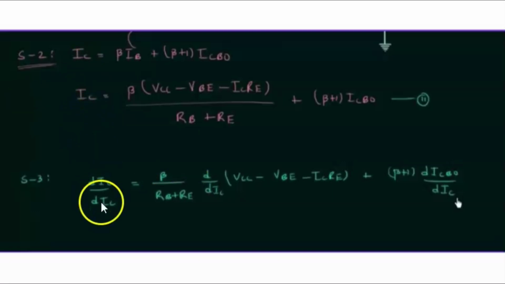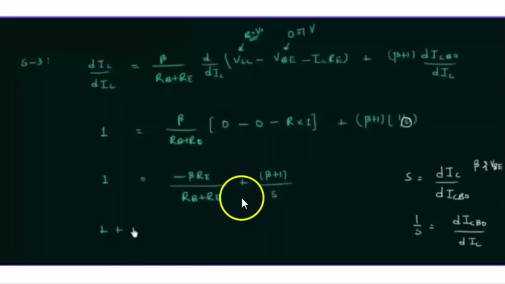So this part is going to be equal to 1 as you can see here. Now beta by RB plus RE is our constant. तो इसको हम लोग बाहर निकाल लेंगे and we are going to differentiate VCC minus VB minus ICRE with respect to IC plus beta plus 1 times and then we are going to differentiate our reverse saturation current with respect to IC. Now after differentiation you can see that यहाँ पे हमारा 1 आ गया, then beta by RB plus RE हमारा constant है. Now we know that VCC is a biasing voltage जो कि constant है and इसका differentiation is going to be equal to 0.